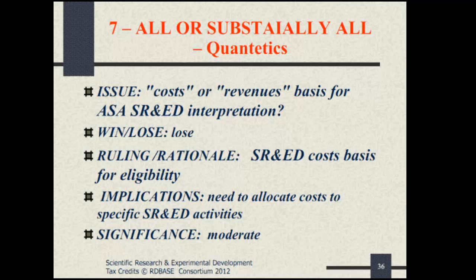Getting near the end. Quantetics. So this is an interesting one on what ASA, or all or substantially all, means. Is it all your costs? Is it all your revenues? How do we determine whether we can claim all or substantially all?